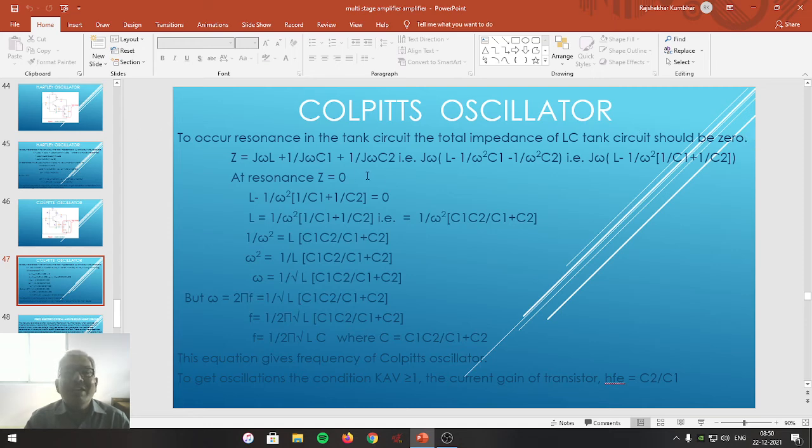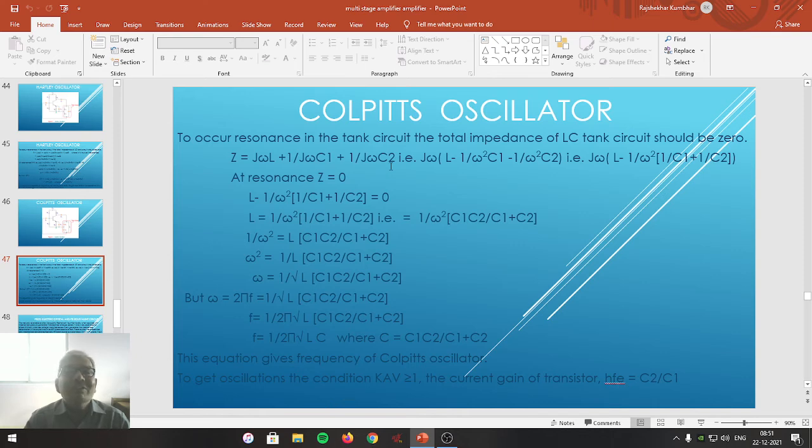And the impedance of the tank circuit in the Colpitts oscillator is now given as Z equal to the impedance of the inductance, that is j omega L, plus the impedance of capacitor C1, that is 1 upon j omega C1, plus the impedance of the second capacitor, that is 1 upon j omega C2.